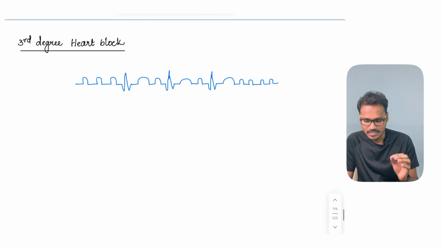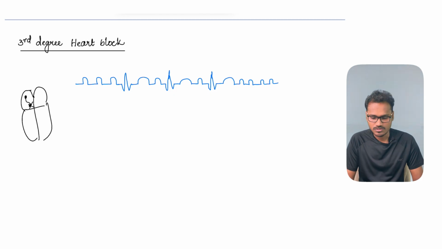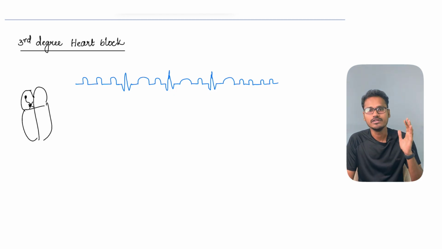Now coming to the third degree heart block. It is very simple. The SA node is there, then the AV node is there. All the impulses of the SA node are blocked by the AV node. It is not conducting even a single impulse from the SA node to the AV node.